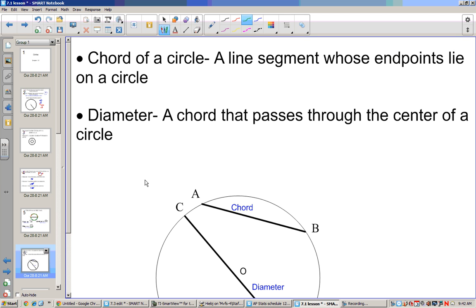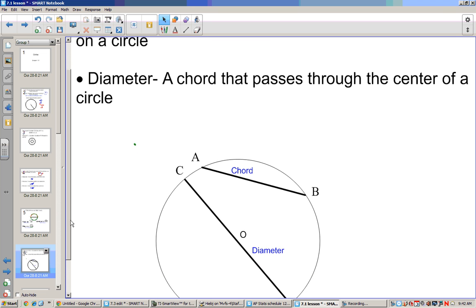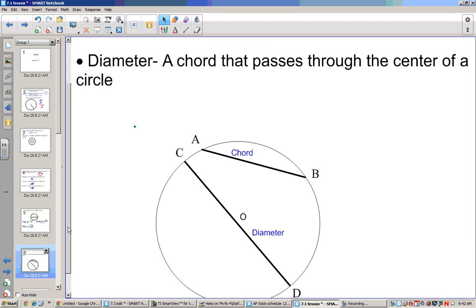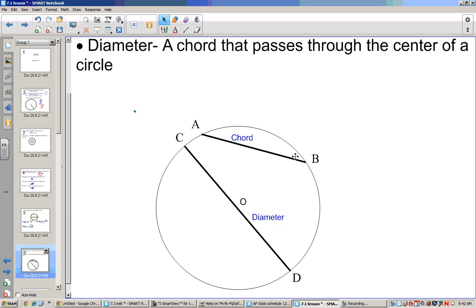All right, a couple more terms. A chord is a line segment whose endpoints lie on the circle, and a diameter is a chord that passes through the center of a circle. So here's a picture. Chord is here, and diameter is here. Now, a diameter always has to be the largest chord of any circle. So if you're ever doing math and your chord is a 7 and your diameter is a 5, you might have to check your work because your largest chord is always the diameter.